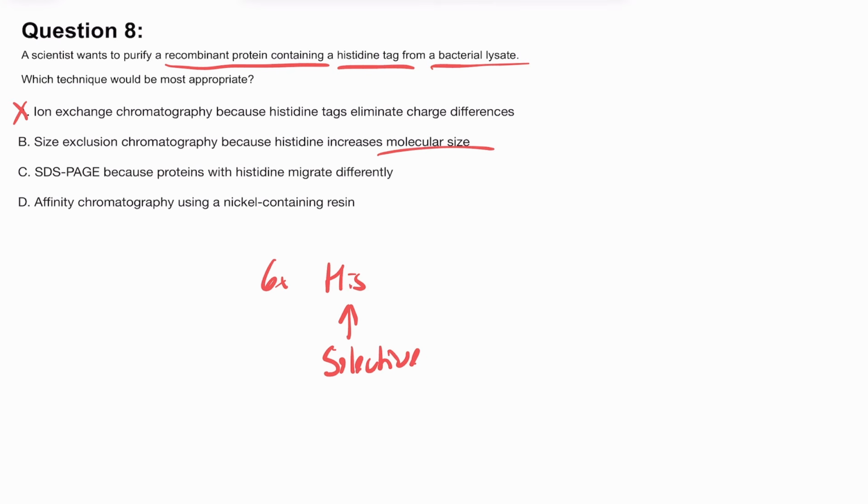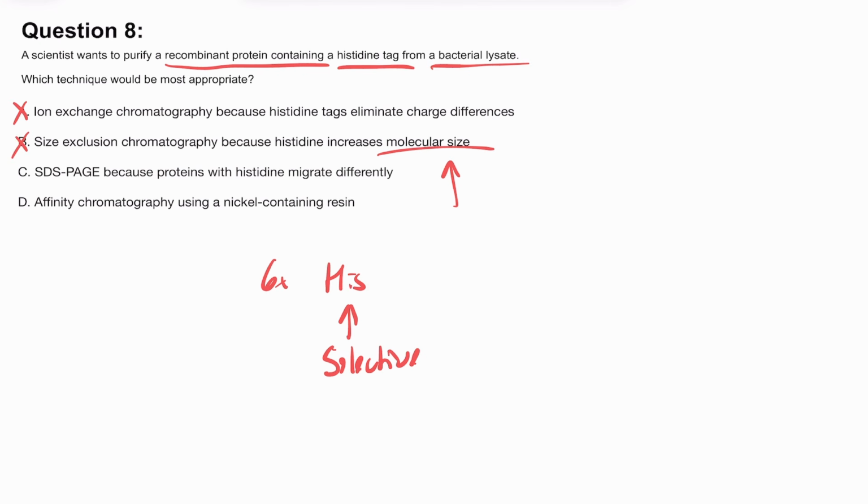And again, we're trying to separate it from a bacterial lysate. So there's going to be plenty of proteins that have similar size to our protein of interest. And so we're not taking advantage of the histidine tag as something that can be selected for specifically, because our protein of interest, as well as hundreds of other peptides, all of similar size, are all going to elute together or get stuck together in the column.